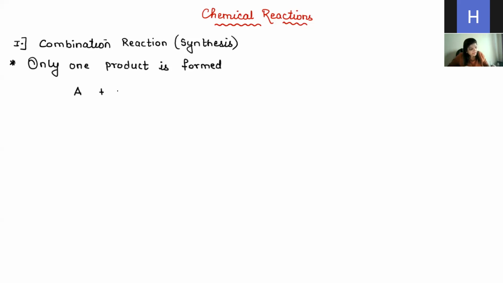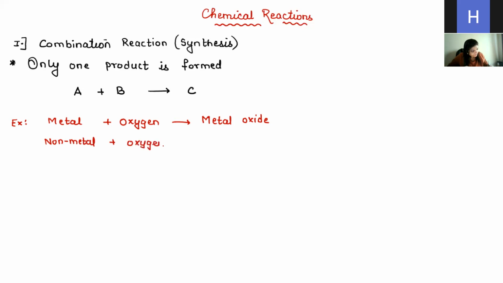So for example, it can be A plus B giving you C. Let's say I have a metal plus oxygen, I'm going to get metal oxide. So there is only one product. Metal plus oxygen gives metal oxide. Non-metal plus oxygen gives non-metal oxide.